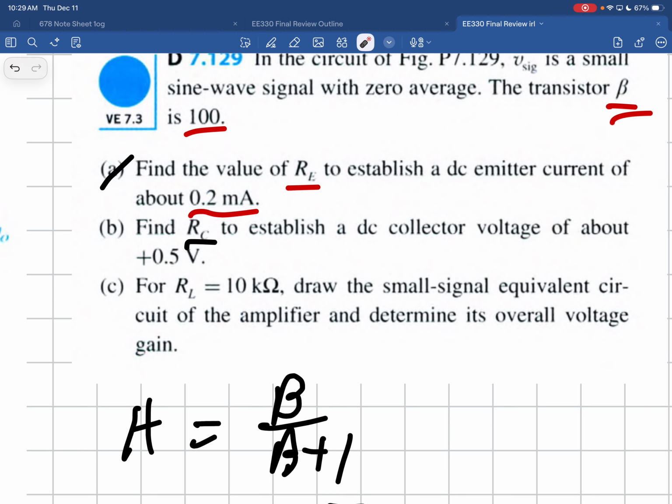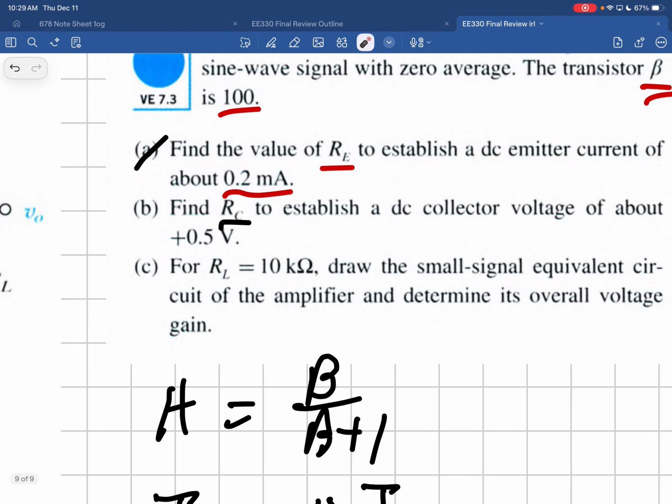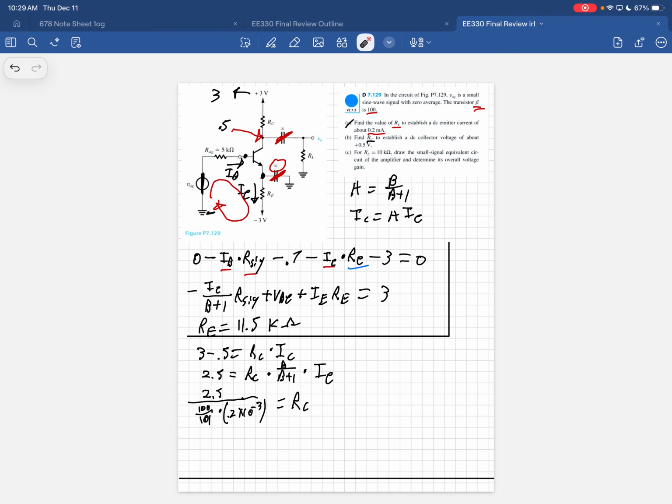99.99. They say about 0.5 volts. This is the hand wavy part of amplifier design, because of manufacturing tolerances, you're never going to get exactly 0.5 volts. So your RC will be approximately 12.5 kilo ohms. I'm nervous about the test. Well, it's multiple choice, so they'll give you something.